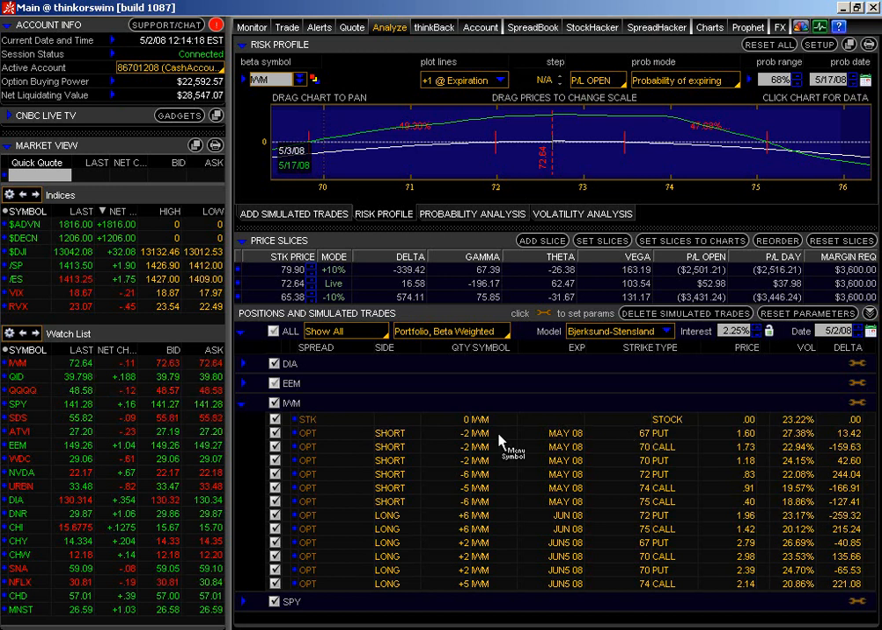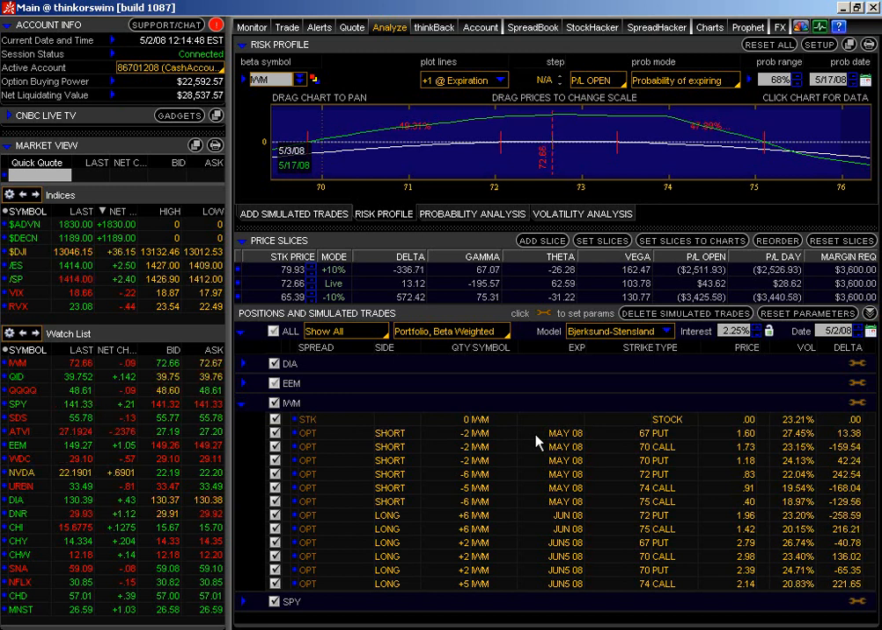Let's say you had an idea for an adjustment and you were running up against your break-even points on your profit picture, and you decided that you were going to go ahead and do an adjustment in which you were going to buy 4 of these 67 puts and perhaps sell 4 of the 69 puts. So you were going to do this for a credit.